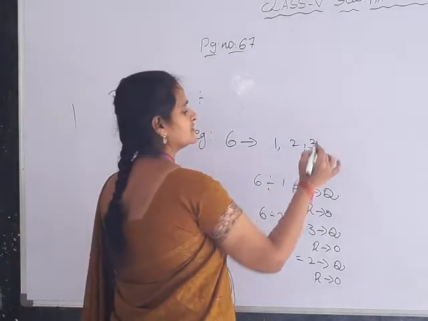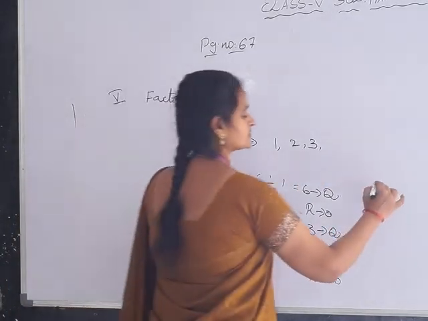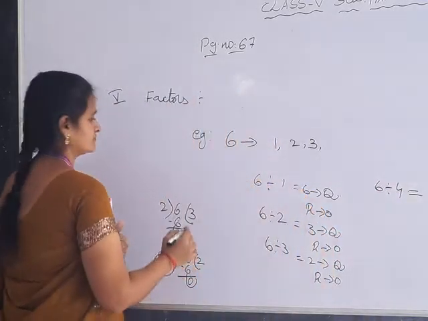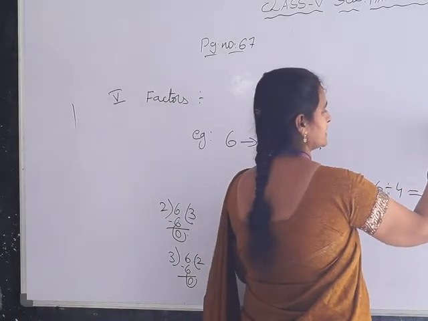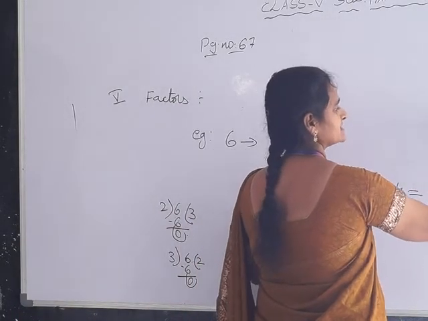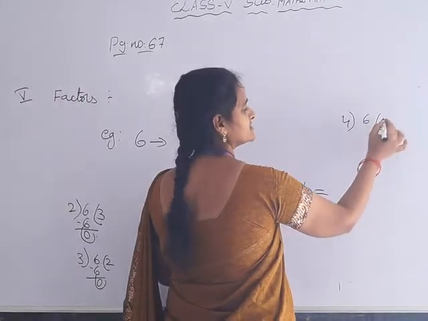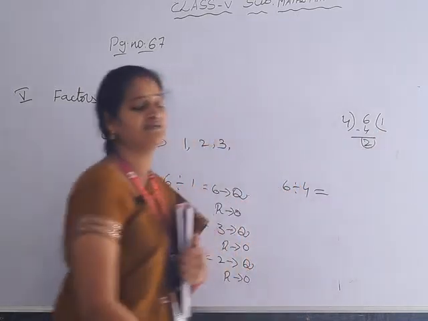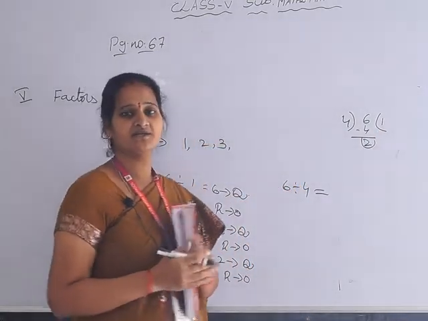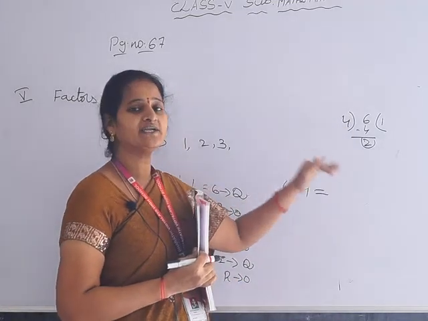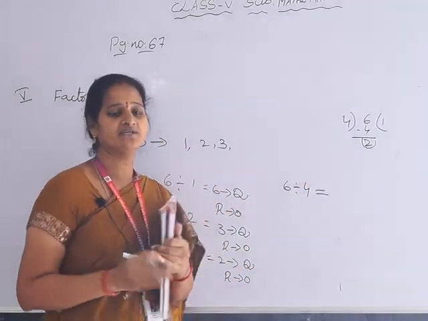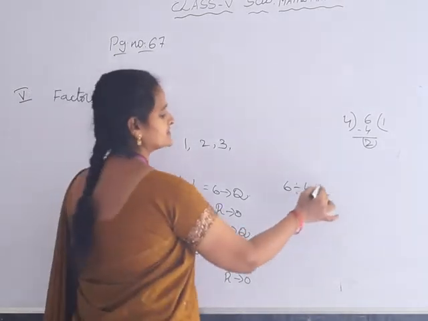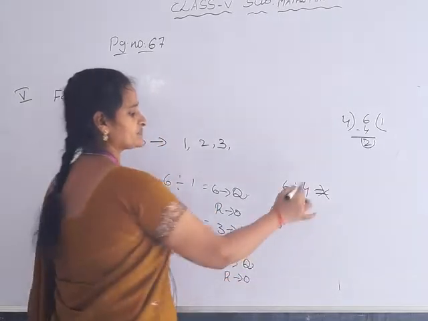Now in the fourth table, 6 divided by 4, where 4 is the divisor and 6 is the dividend. Now 4 ones are 4, and the remainder is 2. But here we are not getting 0 as the remainder. That's why 4 does not completely divide 6. That's why 4 is not a factor of 6.